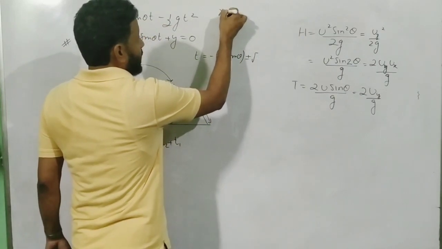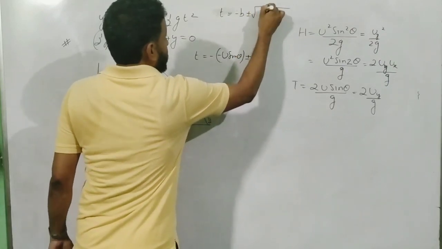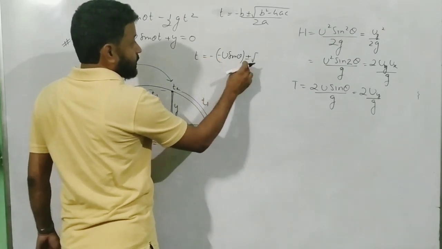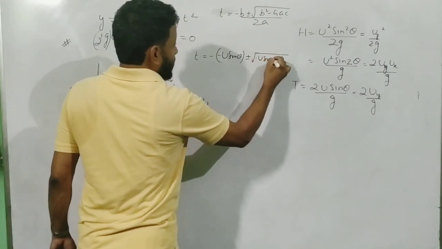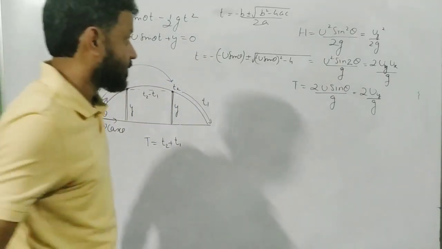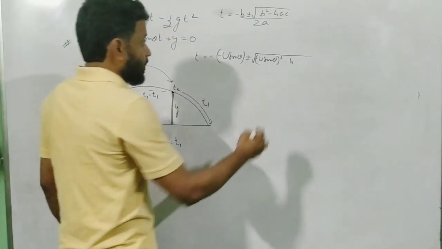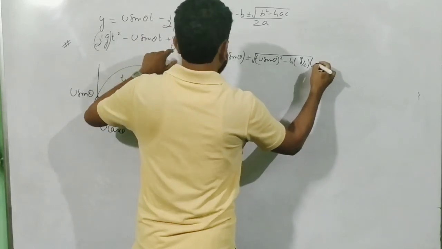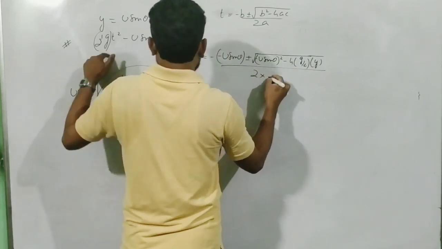For those who are struggling, let me tell you that what I am using is a formula called minus b plus minus root over of b square minus 4ac divided by 2a. So minus of minus u sin theta plus minus root over of b square. What is b square? b square is minus u sin theta the whole square, minus 4ac. What is a? a is g by 2 and c is y. This is your y. Divided by 2a, and a is again g by 2.